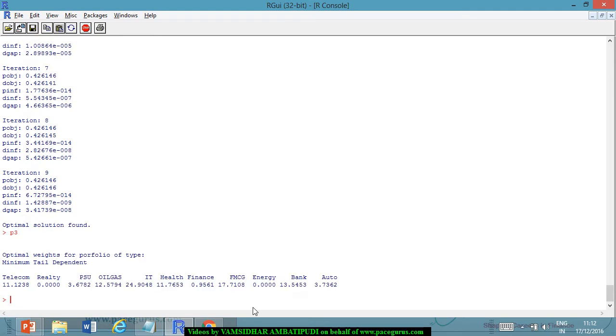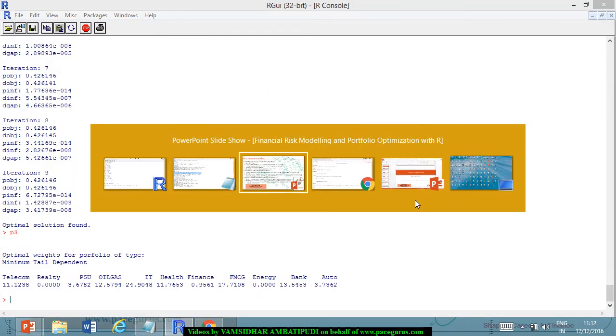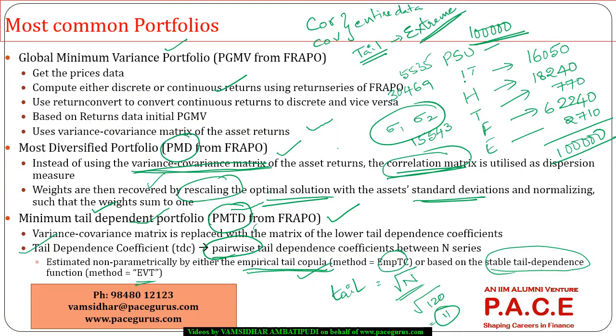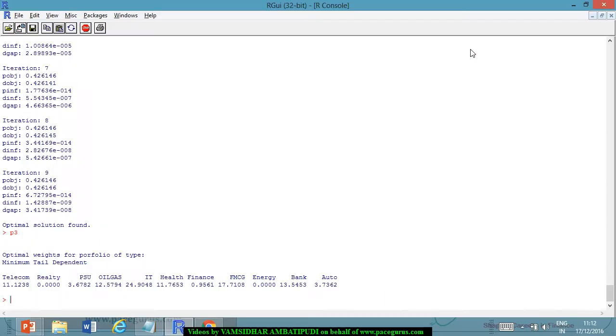When I check P3, this gives again a different proportion. It says 11.12 in the telecom sector. It still says 0 in realty. PSU has some 3.6%, oil and gas 12%, IT 24, healthcare 11, FMCG only 17, finance 0.95, banking 13, and auto 3.